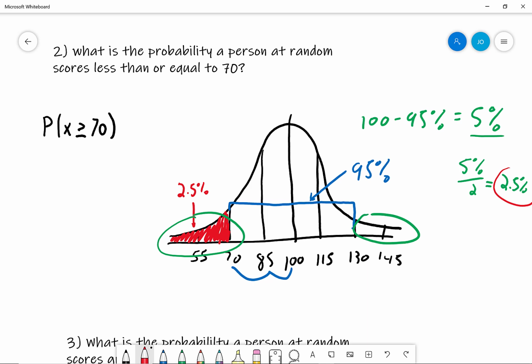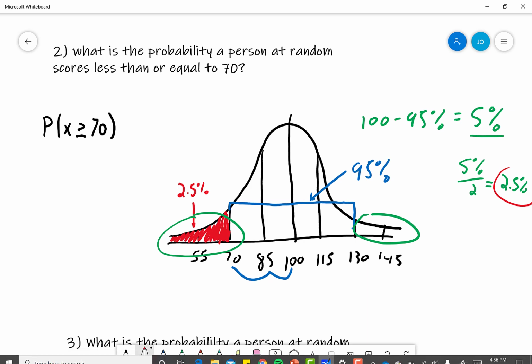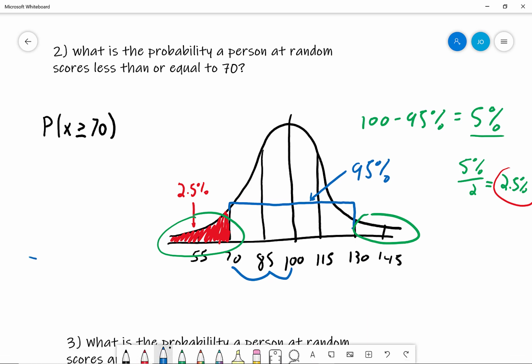That's weird to think about because some people score 70. We didn't look for 70 previously, and now we are looking for 70. It turns out that what we're doing is using a normal distribution to approximate these probabilities and percentages. And our normal distribution technically goes from negative infinity all the way up to positive infinity.